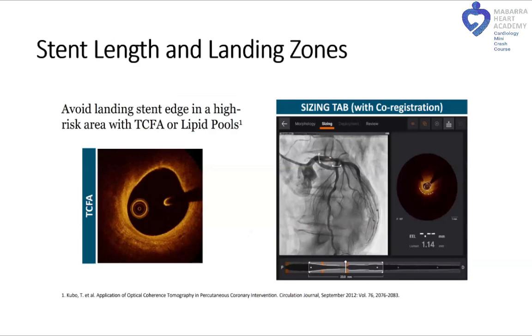OCT also helps you identify vulnerable plaque. You can appreciate on the image on the left-hand side what we call TCFA, which basically means thin cap fibroatheroma. Why is this important? This is important because if you end up landing your stent in these areas, you may risk dissections, etc., and target lesion failure as well in the future. So when you see these lesions, you should think about covering them with stents if you have severe stenosis.